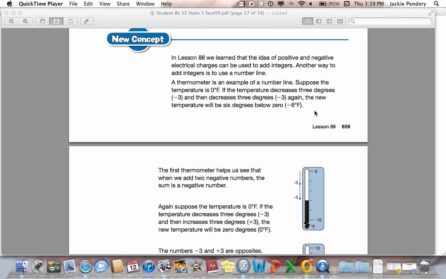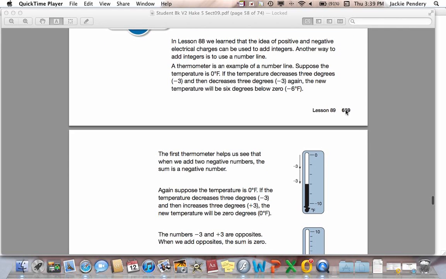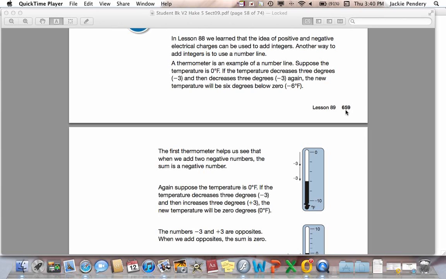So a great example of a number line is a thermometer. So let's take a look at this first example right up here. Okay, a thermometer is a great example of a number line. So let's suppose that we start with a temperature of 0. Okay, so it is 0 degrees Fahrenheit. Very cold out today. But it's going to get colder, and our temperature is going to decrease by 3 degrees.